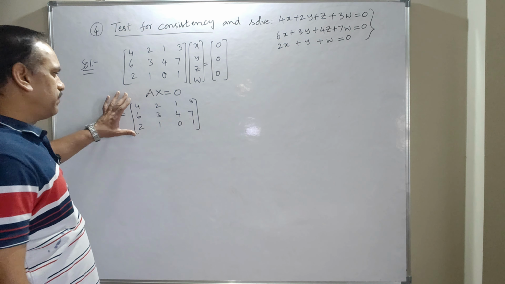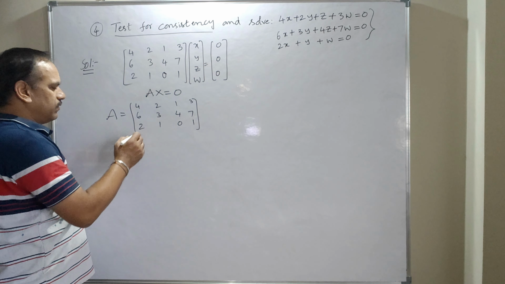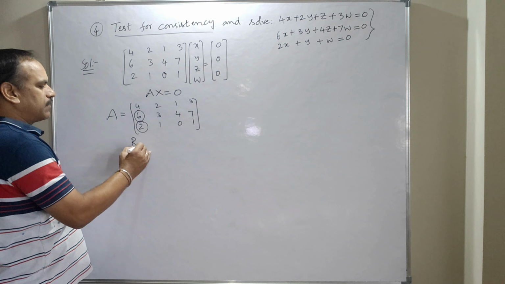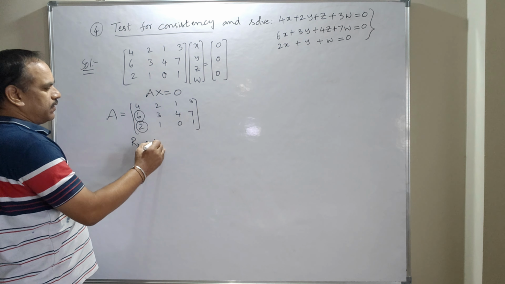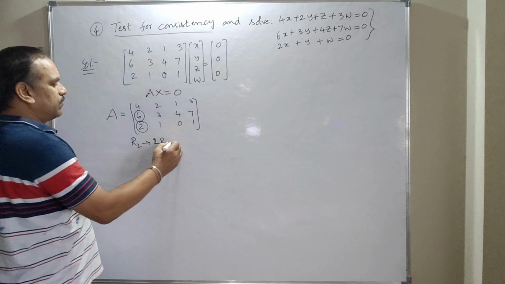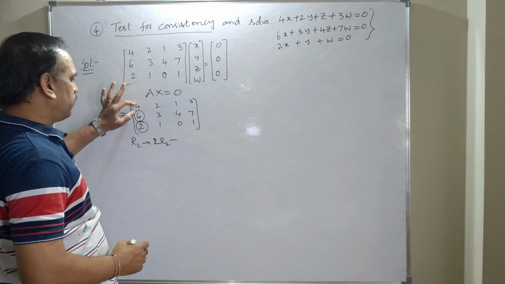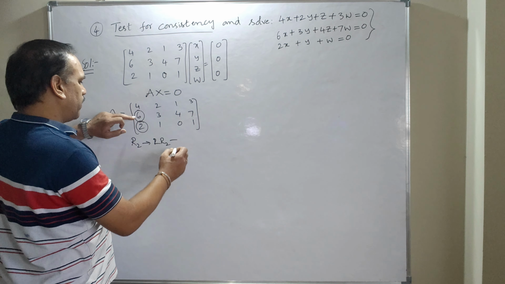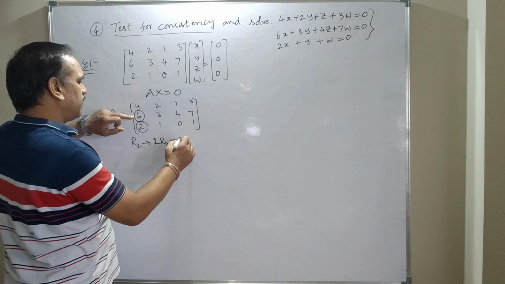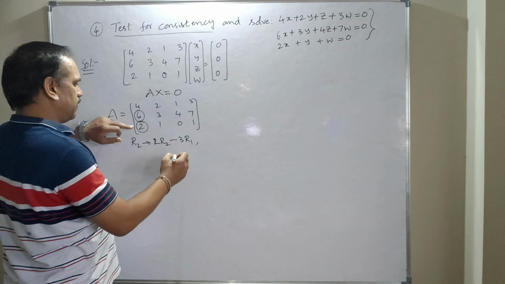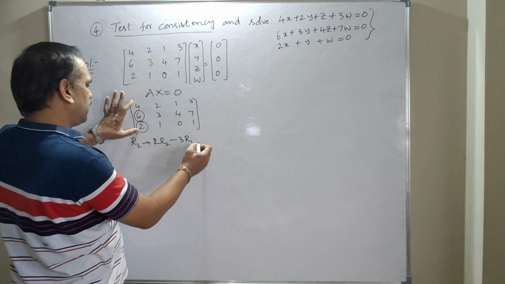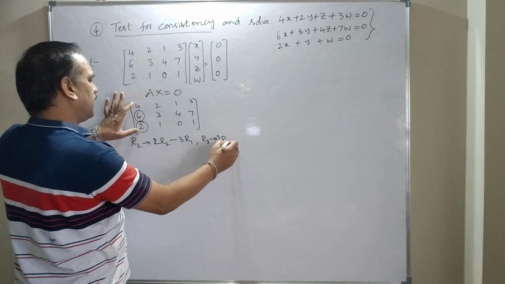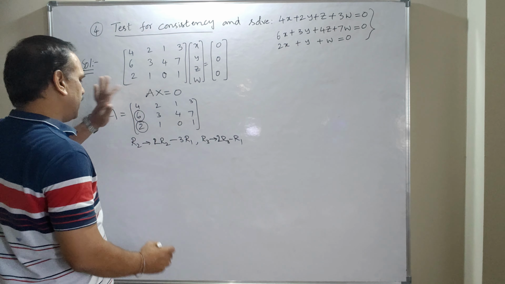Now, let us reduce this matrix to echelon form. How to reduce? Make these two entries 0. R2 becomes 2R2 minus 3R1. To get 0 here using this one, the LCM is 12, so make it 12 in both. And how to make this one 0? R3 becomes 2R3 minus R1.